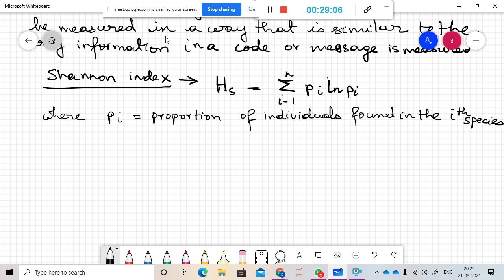ln is the natural logarithm. It has a value, 2.718 or something. Sorry, that is the value of e. So log is the natural logarithmic value. You can see a log table, ln of that value. So ln is the natural logarithm.